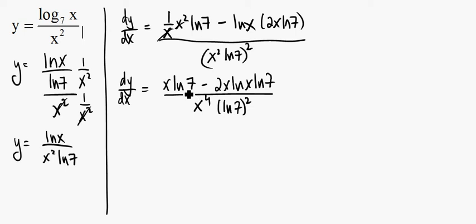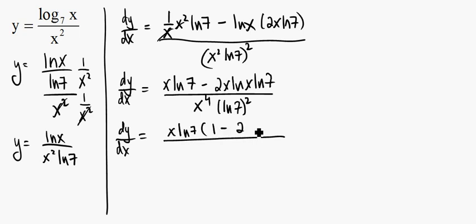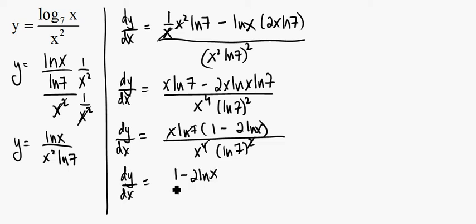Notice I have a common factor of x ln of 7 in the numerator, so I'm going to factor that out, and hopefully something will cancel in the denominator. So I have x ln of 7, and I get 1 minus 2 ln of x, and I get x to the 4th all over the ln of 7 quantity squared. So this cancels with this, I get x cubed, and one of these cancel out. So I'm left with dy dx is equal to 1 minus 2 ln of x all over x cubed ln of 7.